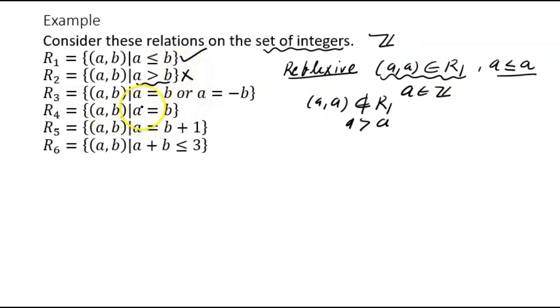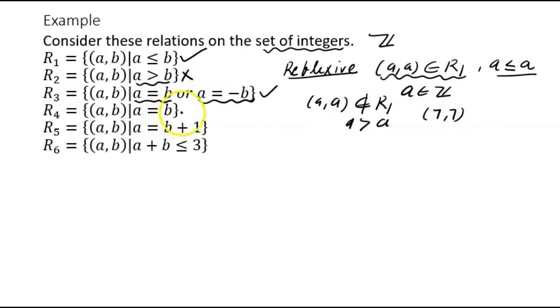What about R3? R3 will have all the elements A comma B where A is equal to B or A is equal to minus B. So certainly it is reflexive. Why? If I take any element A, suppose I take 7, then 7 comma 7 will be there because 7 is equal to 7. So all the elements of type A comma A will be there. So R3 is also reflexive.